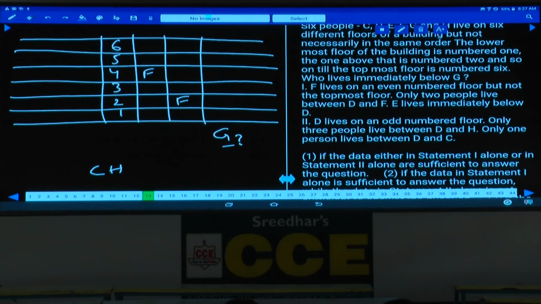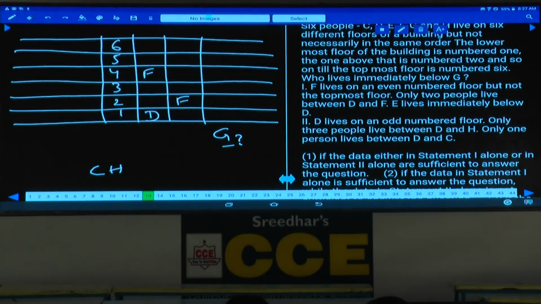Only 2 people live between D and F. As only 2 people live between D and F, D will be on the 1st floor in case 1 and D will be on the 5th floor in case 2. And E lives immediately below D. In this case, E living immediately below D is not at all possible. Hence D, E and F.